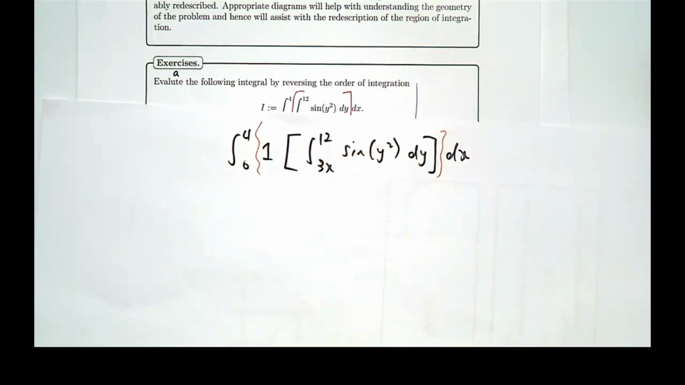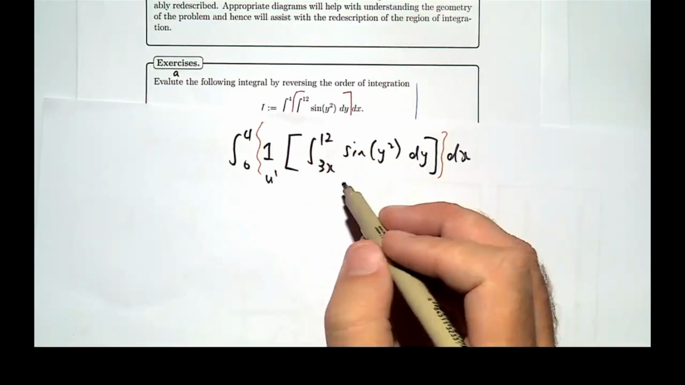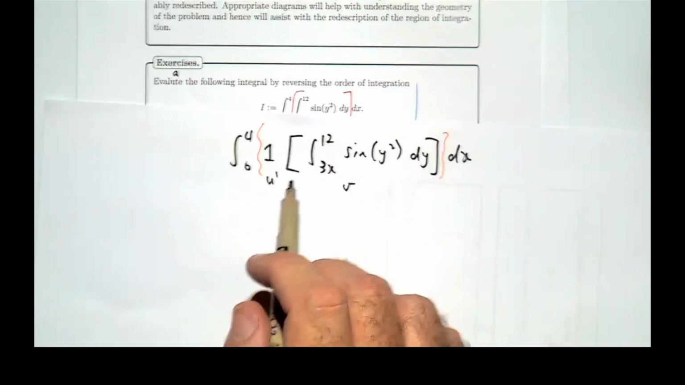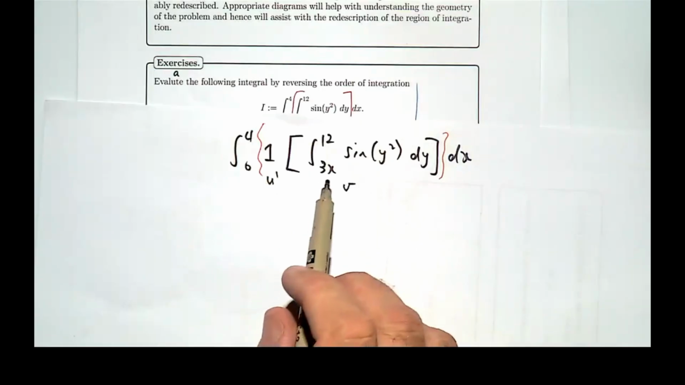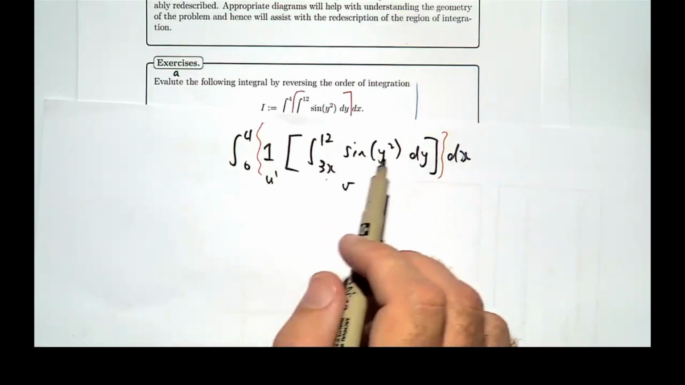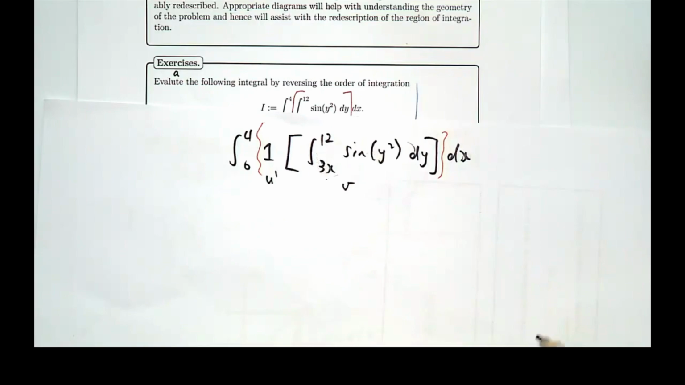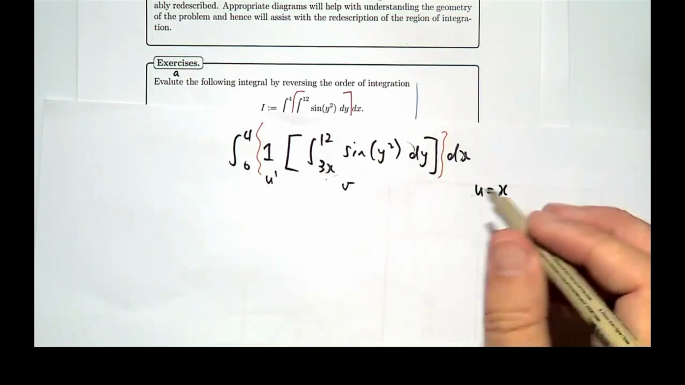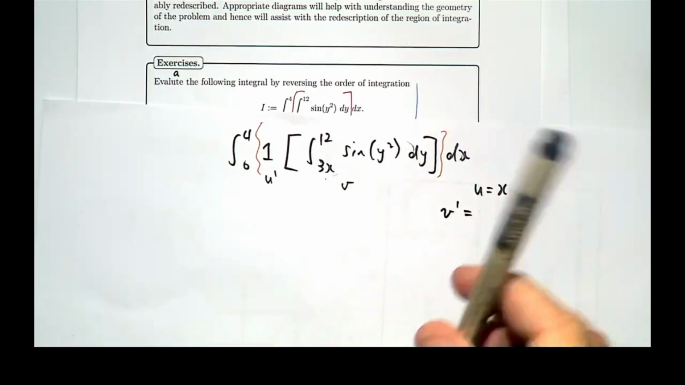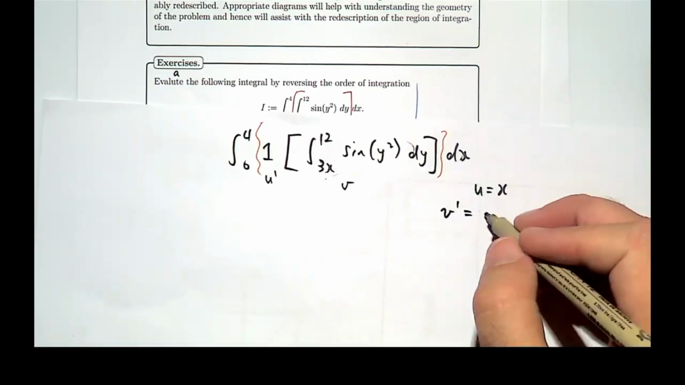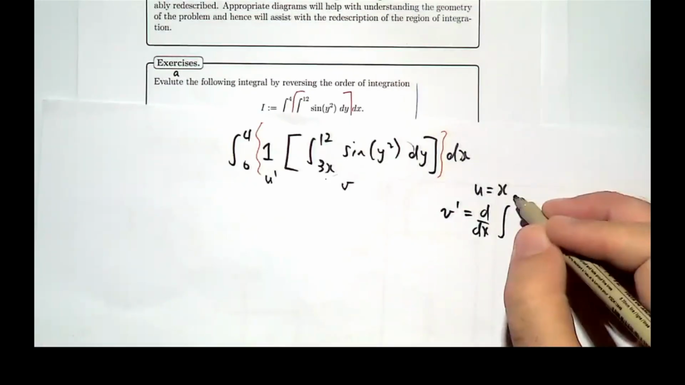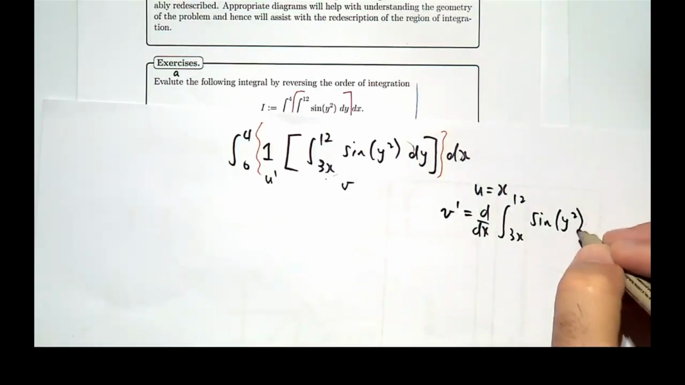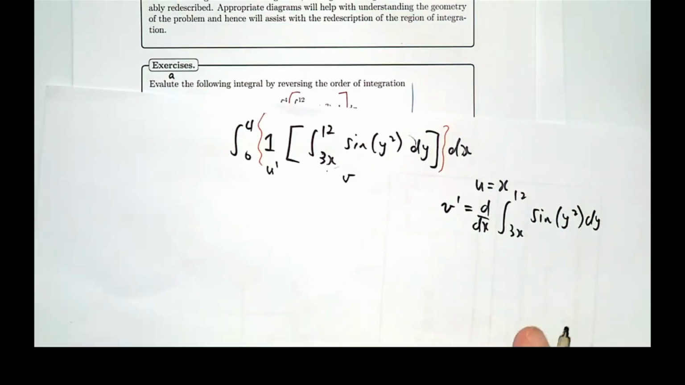This could be like u dash. This mess can be v. So, and it's all functions of x's, right? That's y's, but that'll disappear when you've integrated it. So, u is going to be x. V dash is the derivative of that. Okay?